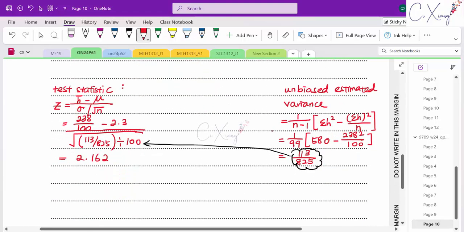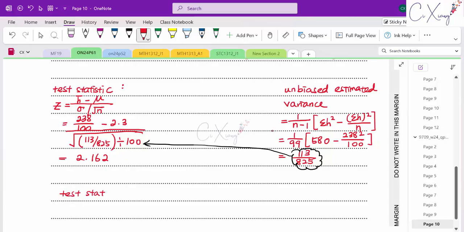Okay, so let's continue. I will write like this. My test statistic 2.162 is greater than the critical value, which is 2.054. And from the diagram on top, you can see that it falls under the rejection region, right? So you can tell them that you reject the null hypothesis.